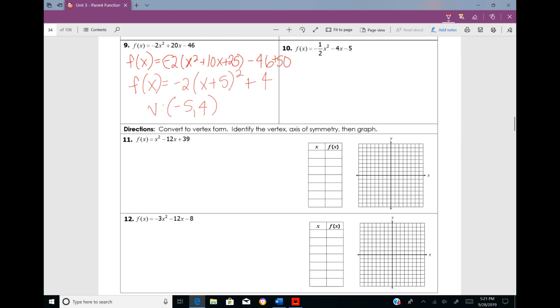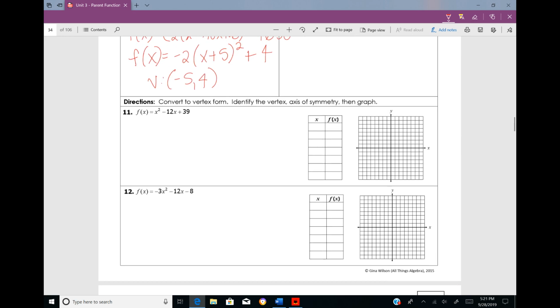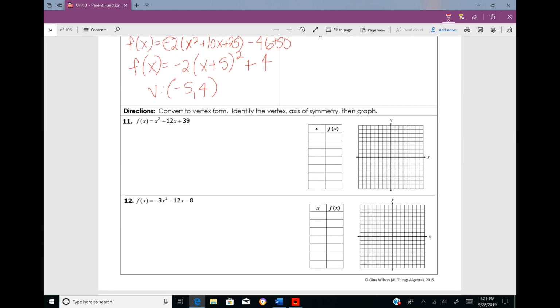Alright, so now let's put it all together. We're going to convert to vertex form. We're going to identify the vertex, the axis of symmetry, and then we're going to graph our parabola. So let's look at number 11. We have, let's group our x terms, leave a little space, plus 39.